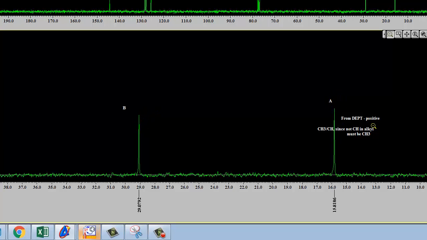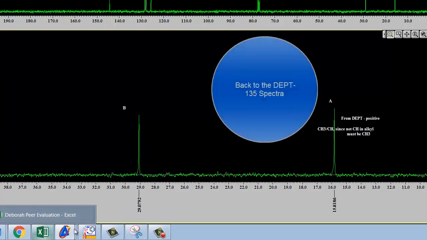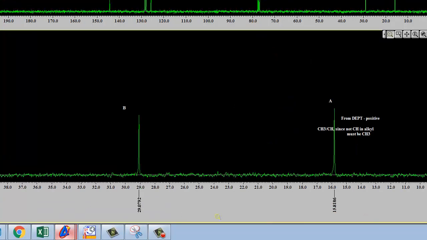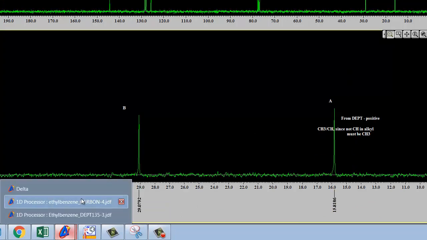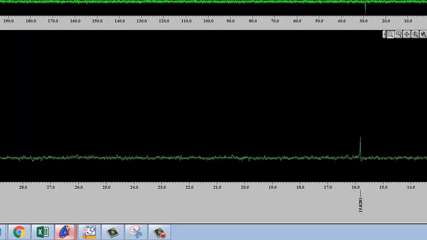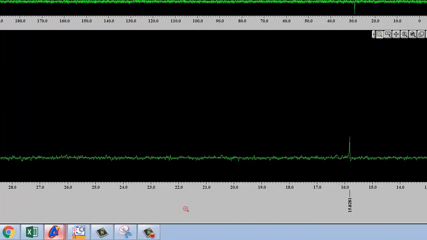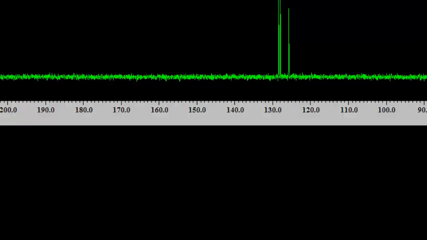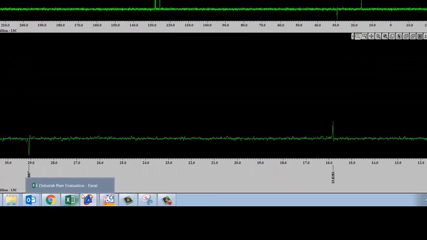Our A, our CH3, would be the first peak on that DEPT spectra, so it is pointing upwards, and you can see that it's at 15.8, just like on our carbon NMR, which is around 15.8. So peaks that are positive on the DEPT spectra, like this, are either CH3s or CHs, but on the NMR of our ethylbenzene, no alkyl groups have CHs, so immediately we know that's also a CH3, and so we can use our DEPT to help us figure that out.